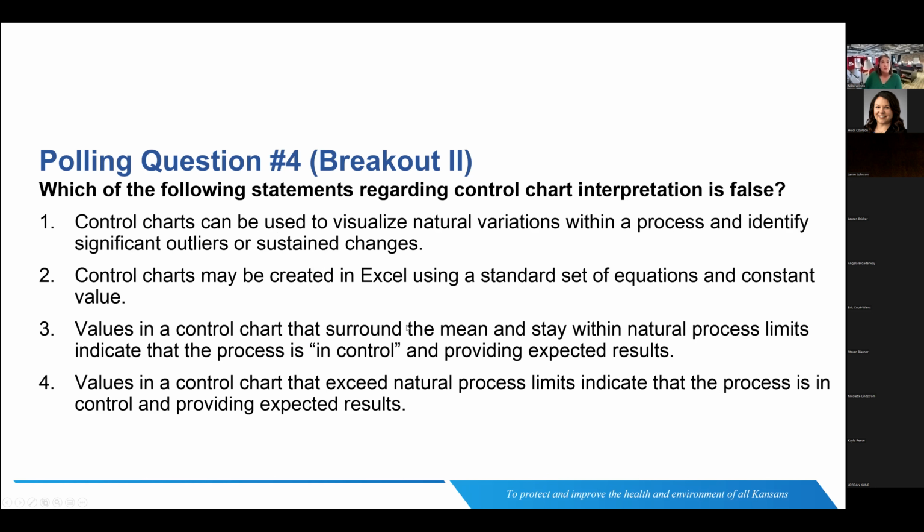Values in a control chart that surround the mean and stay within natural process limits indicate that the process is in control and providing expected results. Or values in a control chart that exceed natural process limits indicate that the process is in control and providing expected results. So which one of those is false? I realize it's a lot.